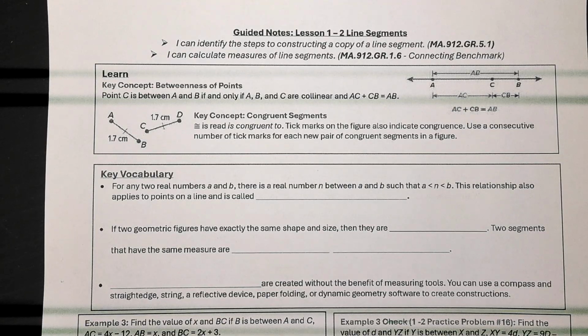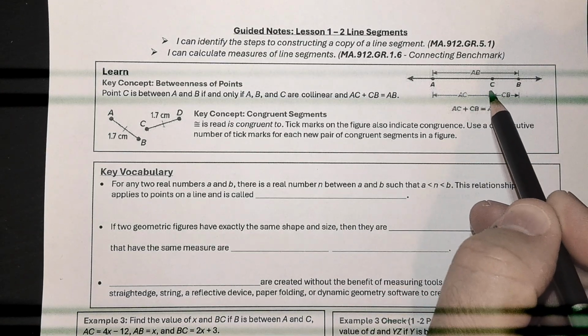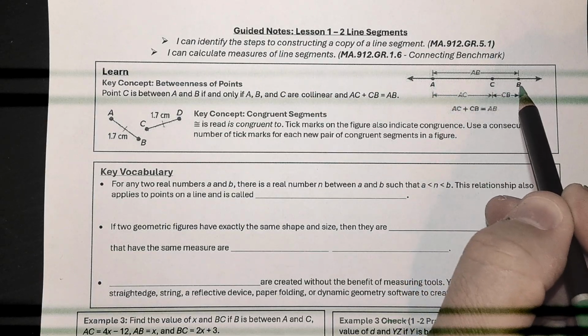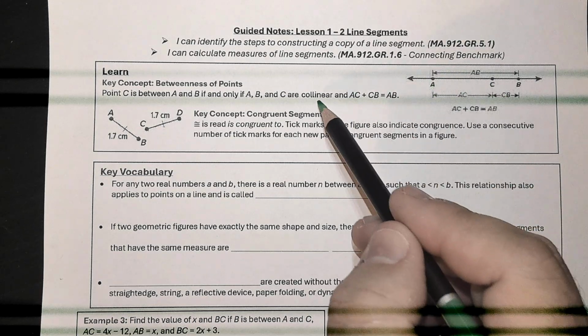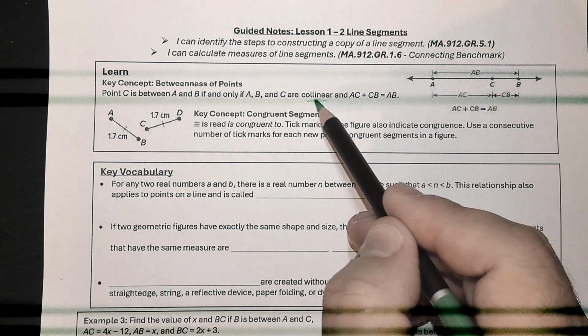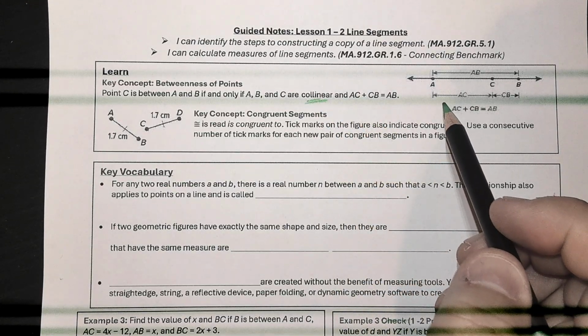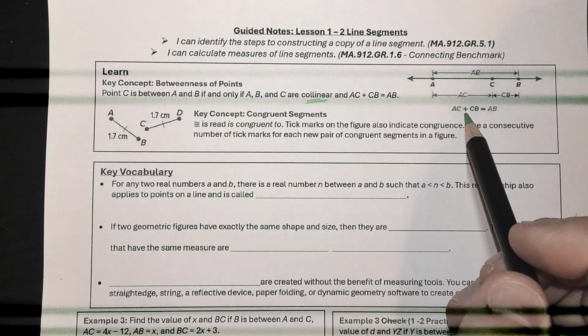Now, let's start here. First key concept is betweenness of points. It says that point C is between A and B if and only if A, B, and C are collinear. Now, you guys remember from the first lesson and what we've talked about so far in class, collinear means on the same line. All right, so these are all on the same line. They're giving us the example here to the right.